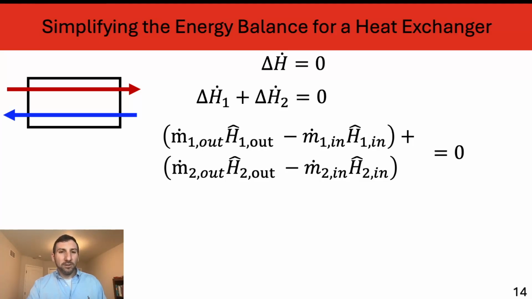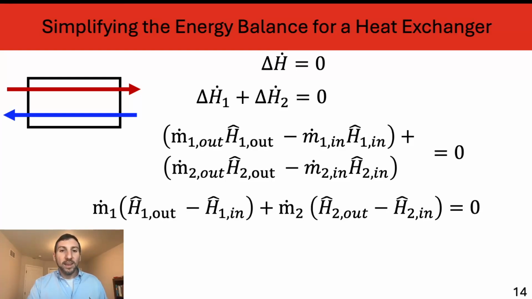Now you can slightly further modify and adjust this just by acknowledging that your mass flow rate in equals mass flow rate out. So mass flow rate for stream 1 going in equals mass flow rate of stream 1 going out. And same deal for stream 2. But that does not mean that m1 dot equals m2 dot. It just means the inlet and outlet for a specific stream is equal to each other. And so in that case, you can pull out your m1 dot and m2 dot and end up with this simplified equation.